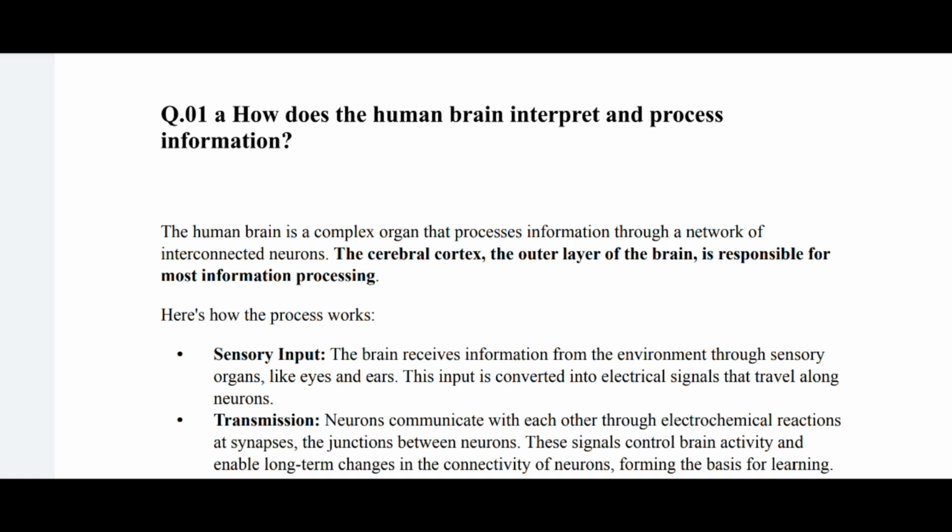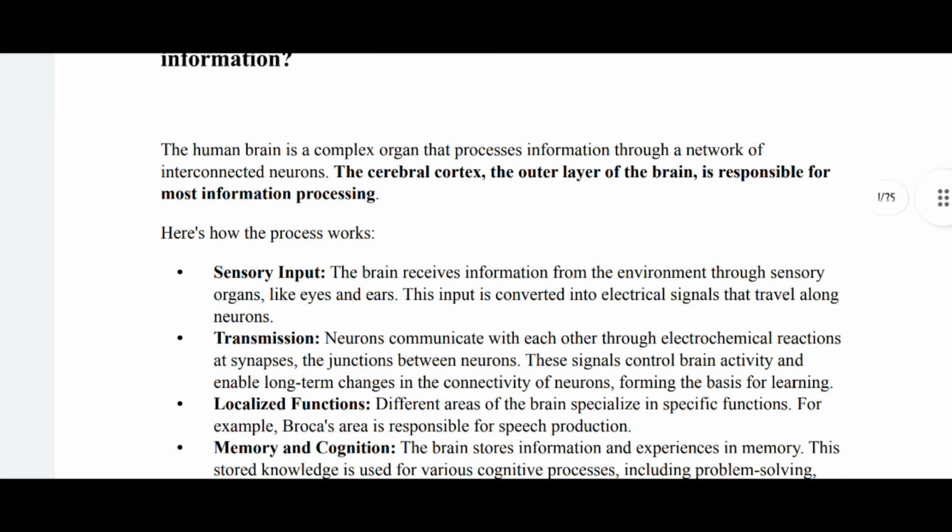The first model question paper, Model 1, and the first question, 1A: how does a human brain interpret and process information? I will explain in a normal way so you understand the concept, because it is a theory subject with logical operations too. We can elaborate the points, since there are some important points, and we have to elaborate so that we understand the concept.